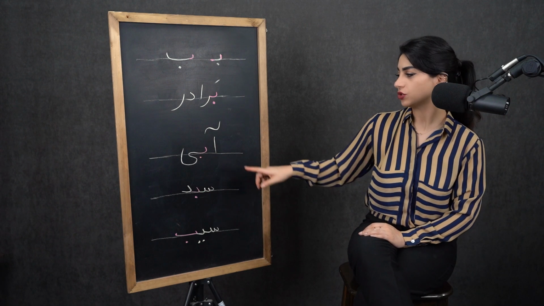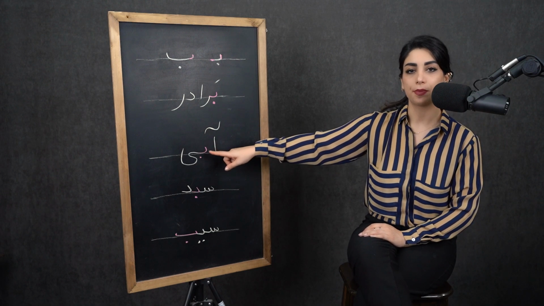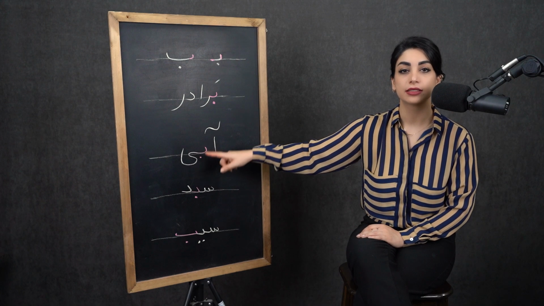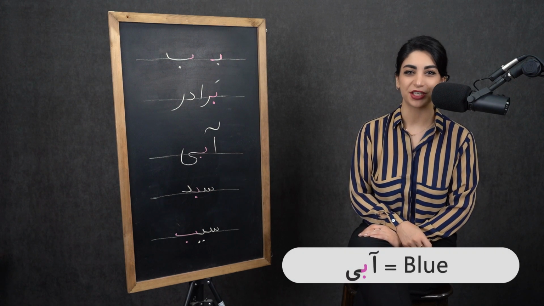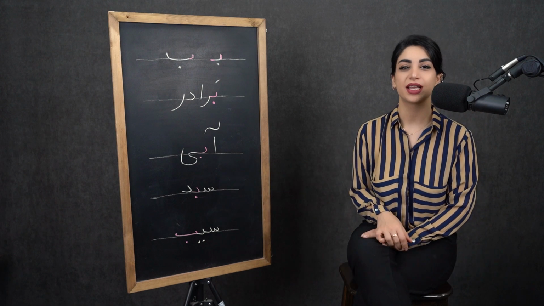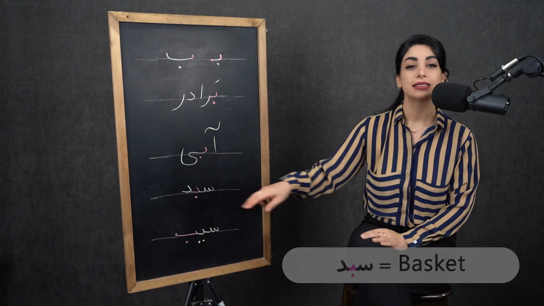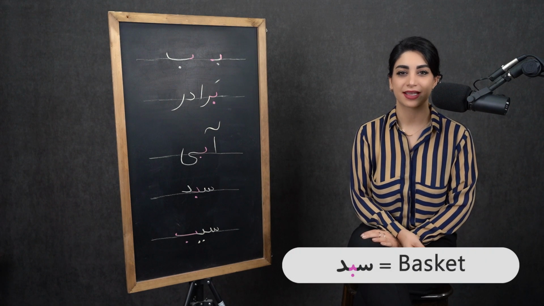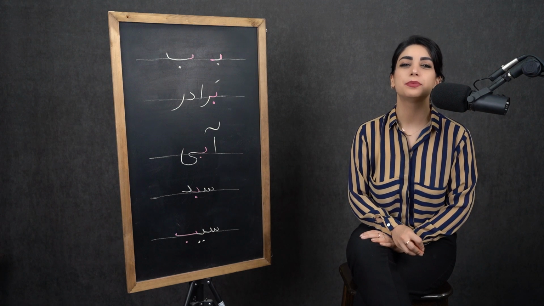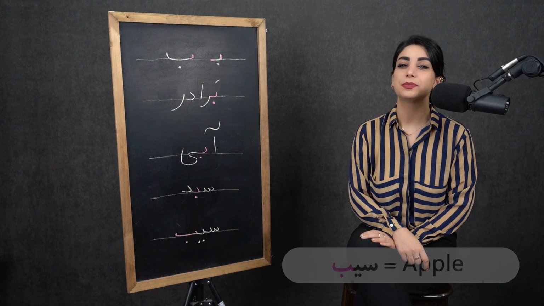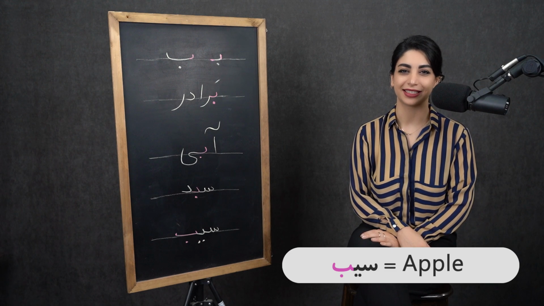آبی. If you pay attention, you could read this one. You know a, you know be, and you know e. آبی is the same as blue in English. Next one, سبد. سبد is the same as basket in English. And the last one, سیب. سیب is the same as apple in English.